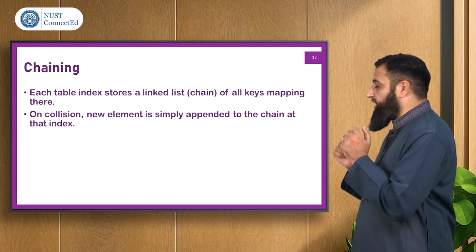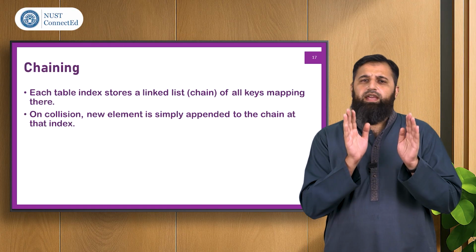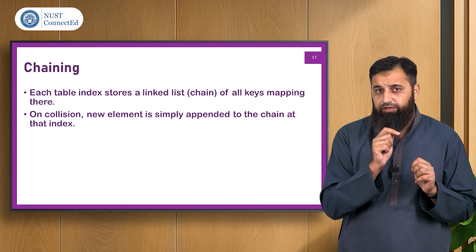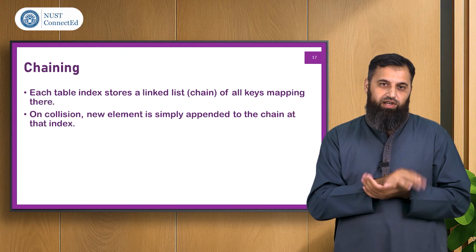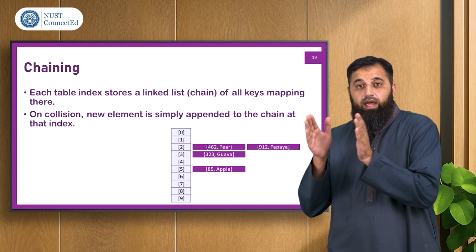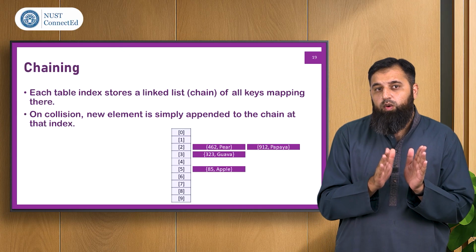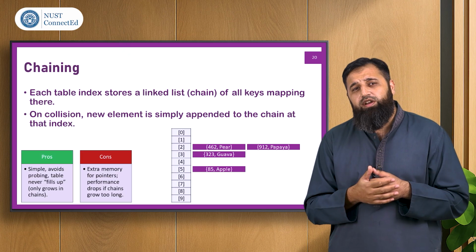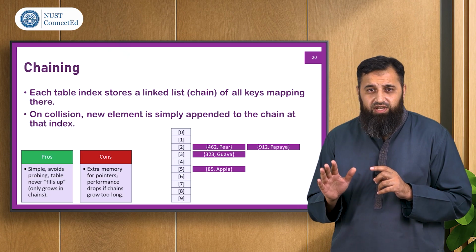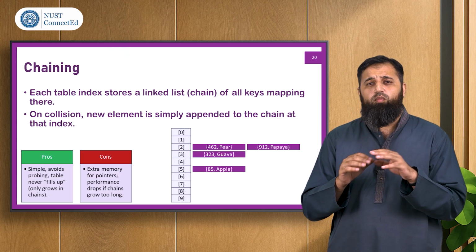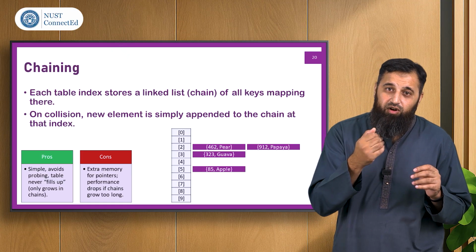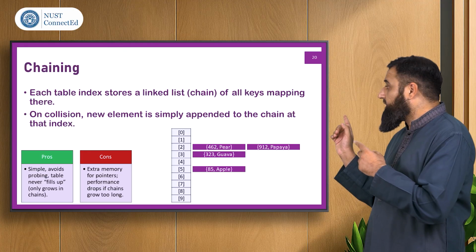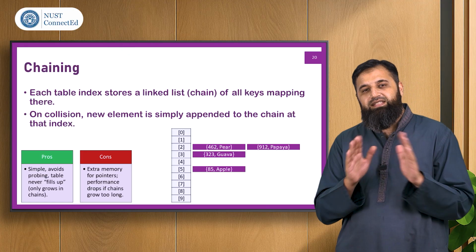Now, let's look at chaining. Instead of finding another empty slot, each index holds a linked list of entries that share the same hash value. So if both pear and papaya hash to index 2, we keep them in the same linked list. Chaining avoids the clustering problem seen in open addressing, and it allows the table to store more elements than it has slots. But it requires extra memory for the linked lists, and lookup times can grow if the lists get long.